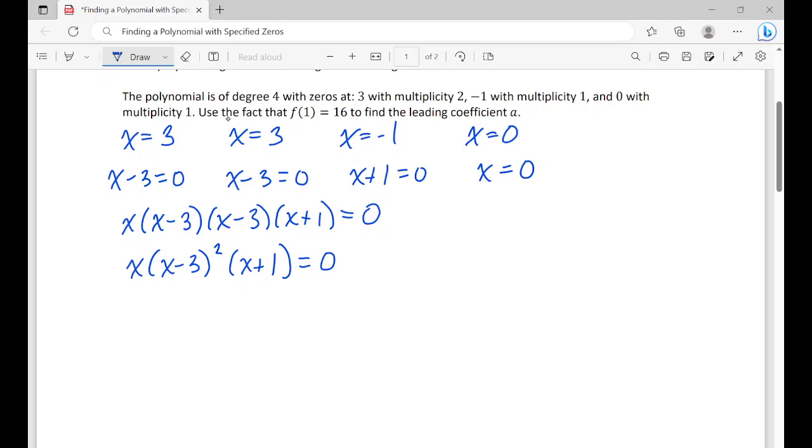Now, the second part here is use the fact that f of 1 equals 16 to find the leading coefficient a. Now, this is my polynomial, but it could have a scalar multiple in the front. It could have a 3, it could have a 4, it could have a negative number. It could be -1. It could be many things. We don't know. So what I can say is that my polynomial here, f of x, is equal to some unknown coefficient times x minus 3 squared, x plus 1.